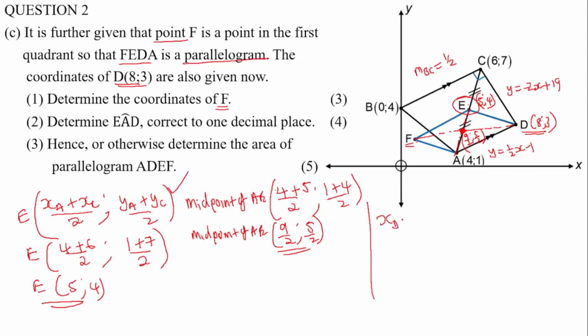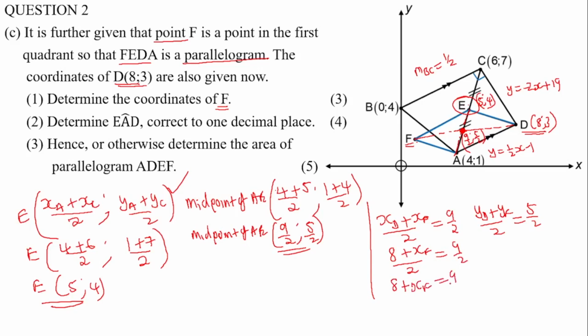x at D plus x at F over 2 is equal to 9 over 2, and y at D plus y at F divided by 2 is equal to 5 over 2. x at D is 8, so 8 plus x at F over 2 is equal to 9 over 2. We multiply by 2 on both sides, so 8 plus x at F is equal to 9. Subtract 8 from both sides: x at F is equal to 1.